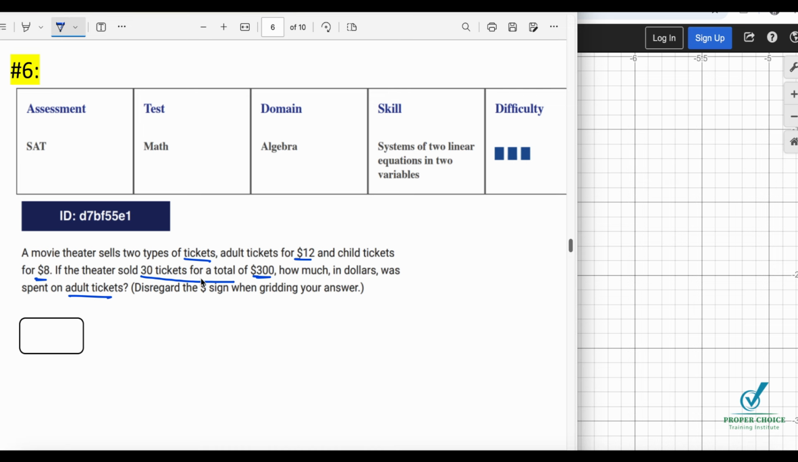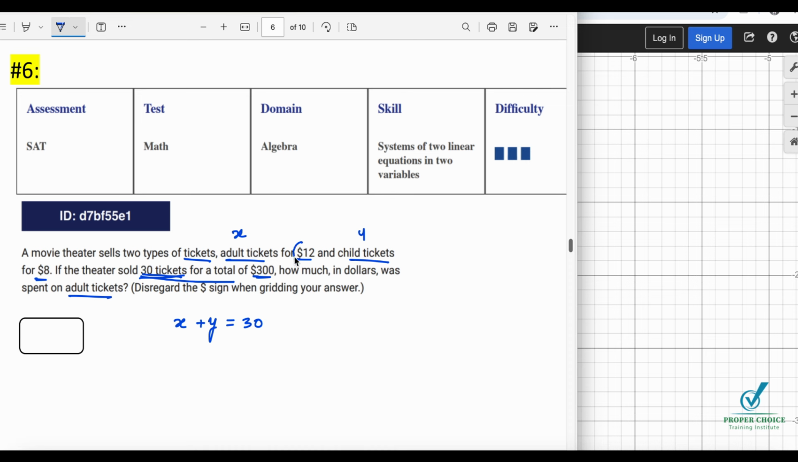Movie theater selling adult tickets. If I say a theater is selling X number of adult tickets and Y number of child tickets, according to the question, the total number of tickets sold by the theater is going to be 30, that is, number of adult tickets plus number of child tickets is equal to 30. When I am saying total, it means add.